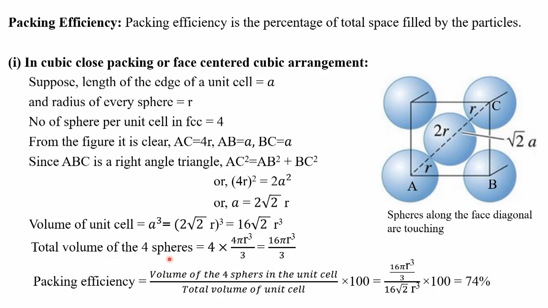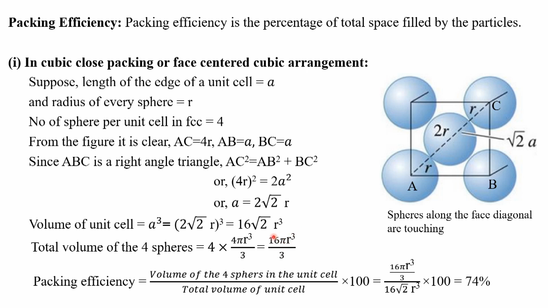Now the total volume of 4 spheres. For each sphere the radius is r. The volume of one sphere is 4 by 3 pi r cube, right? And how many spheres are there? 4 spheres are there. So we get 16 by 3 pi r cube.